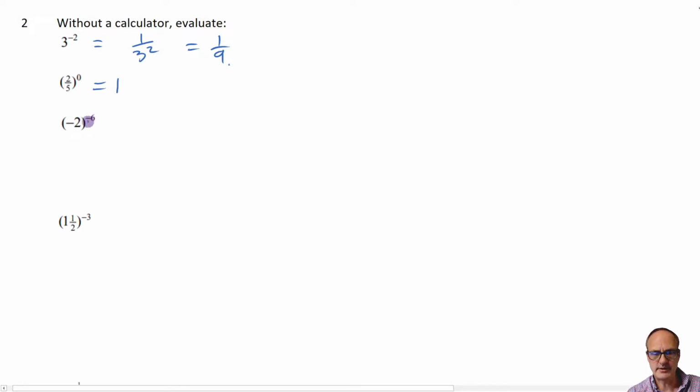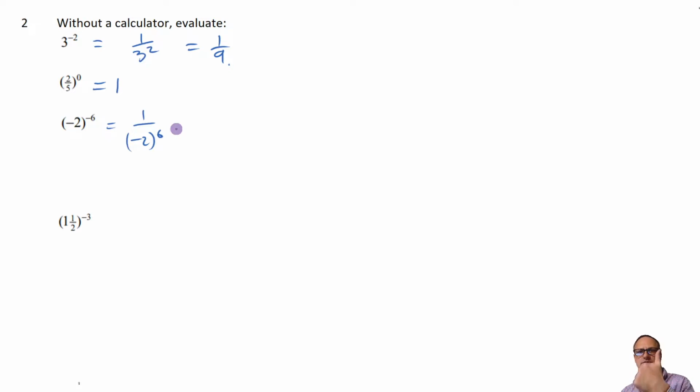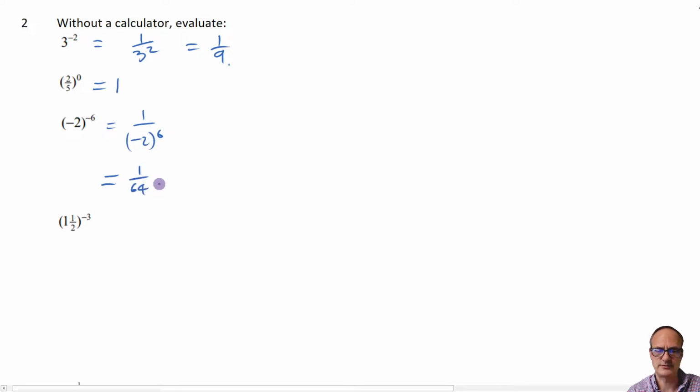Here, remember what I said about the minus? Just put 1 over it. So we're just going to put 1 over minus 2 to the 6. So we've got 1 over minus 2 to the 6. So you've got 2, 4, 8, 16, 32, 64. So it's 1 over 64. And we know it's going to be positive because every time you've got an even power, you got two minuses times together, and they cancel to give you a plus. So we don't need to worry about the minus. If it's an odd power, you would have a minus. So 1 over 64 is our answer here.